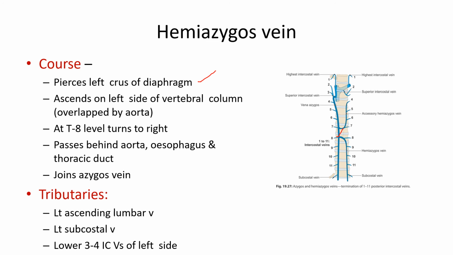Then what are the tributaries of it? That is the left ascending lumbar vein, the left subcostal vein and the lower 3 or 4 intercostal veins of the left side. You can see the 3 or 4. So the 8th to 11th posterior intercostal veins are joining the hemiazygos vein. And you can see its formation from the left subcostal and left ascending lumbar veins.